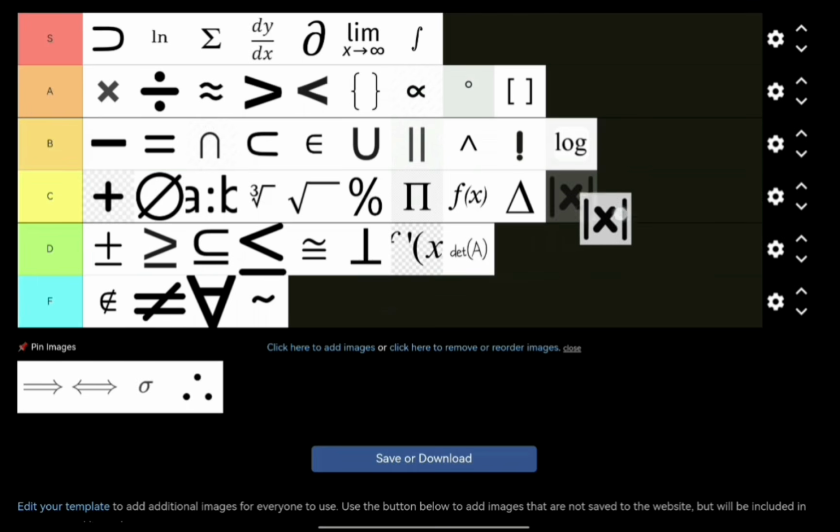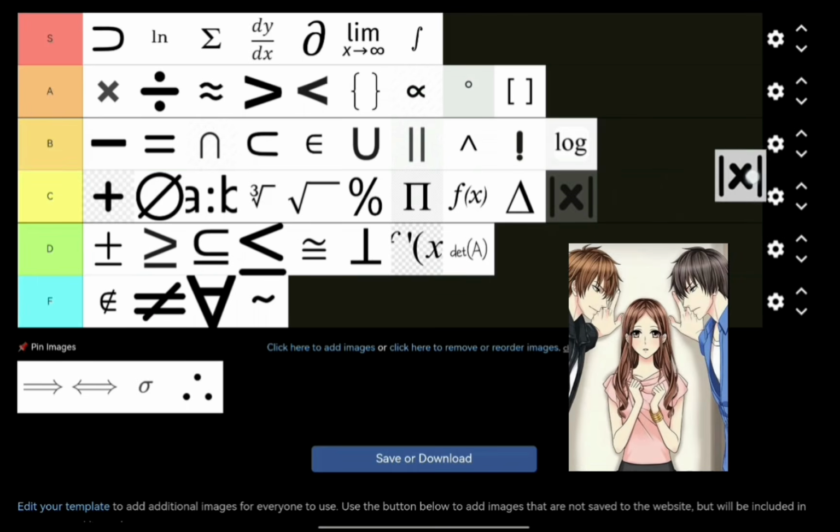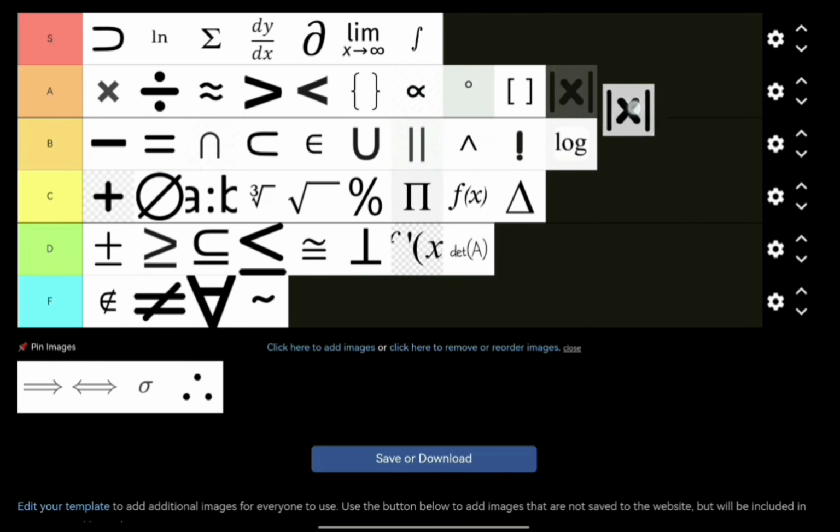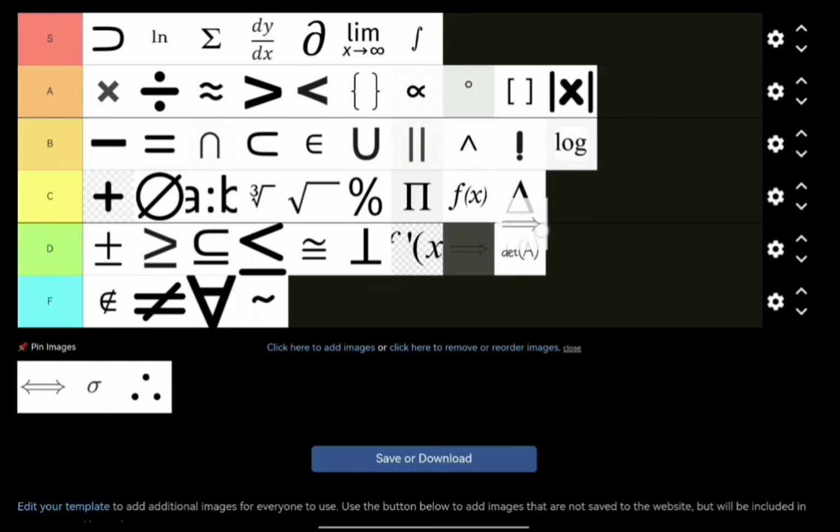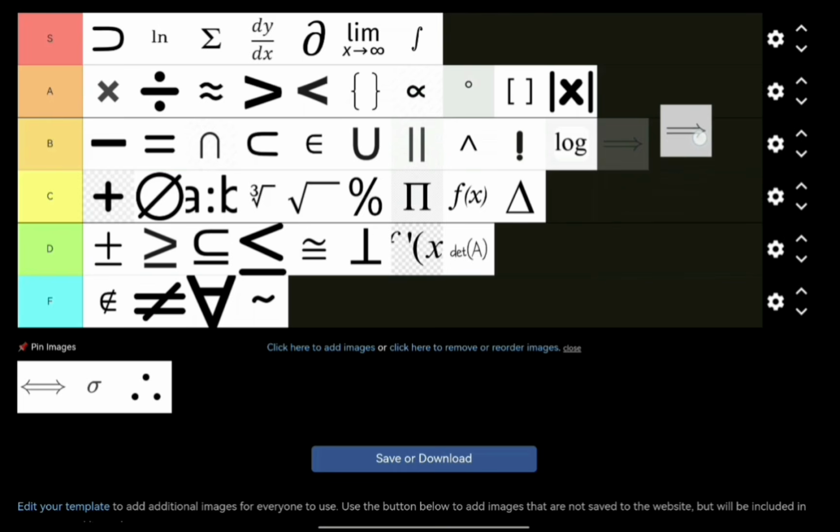Absolute value. I mean, this reminds me of the meme, you know, the two guys and one girl meme. I guess A tier. Implies she's pretty straightforward, so I like that. But I'd say A tier.